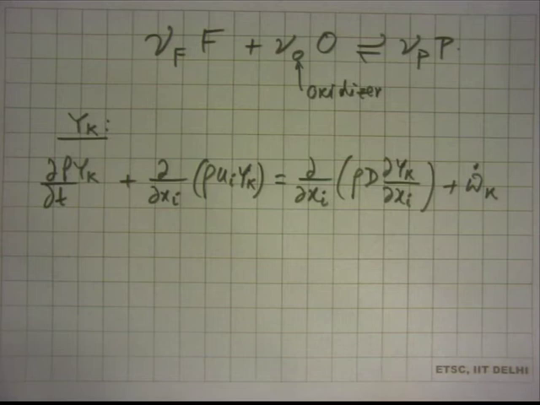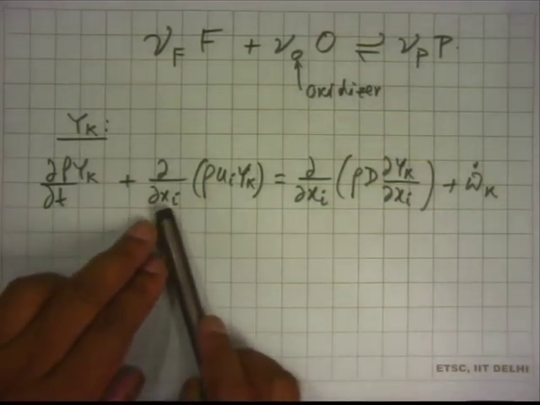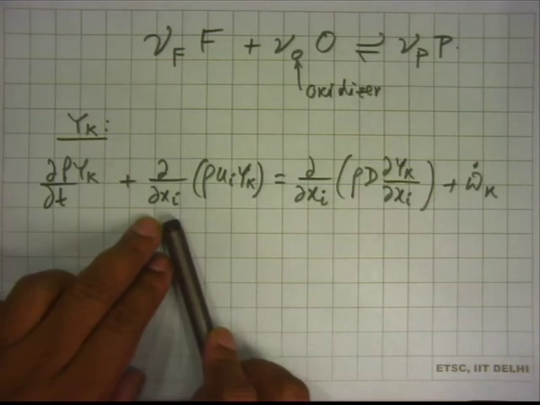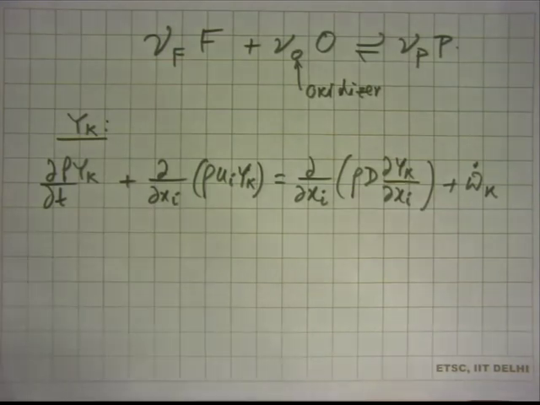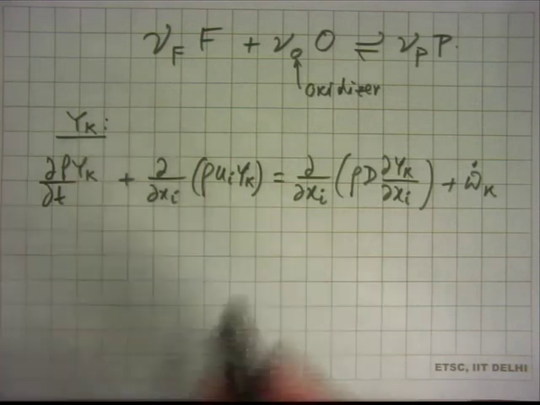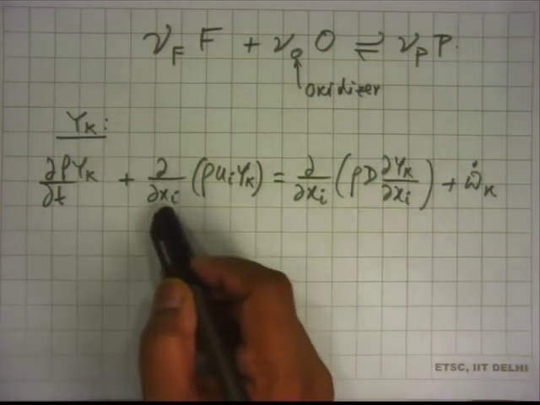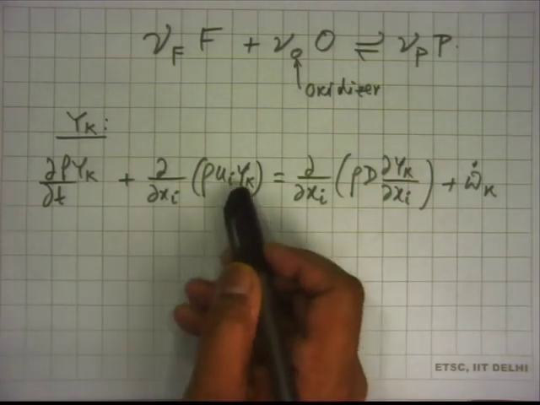I hope so, because there is a transient term, and then there are these terms. Actually, this is not one term. When I write del xi, it can be del x, del y, del z. So there are 3 coordinate axes x1, x2, x3. All 3 together are written as del xi of rho ui yk.